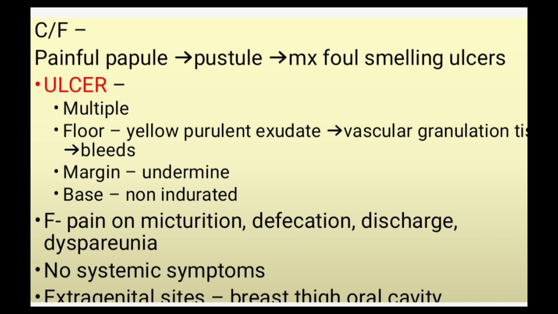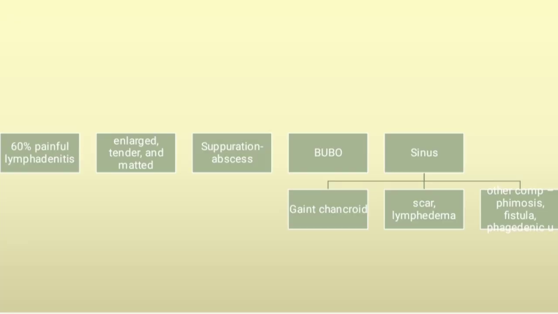Females don't have any ulcer, but they can manifest with pain on micturition, defecation, discharge, and dyspareunia. Usually, there are no systemic symptoms in case of chancroid. Extragenital sites can be involved. 60% of the cases with chancroid can develop painful lymphadenitis that further gets enlarged, tender, and matted.